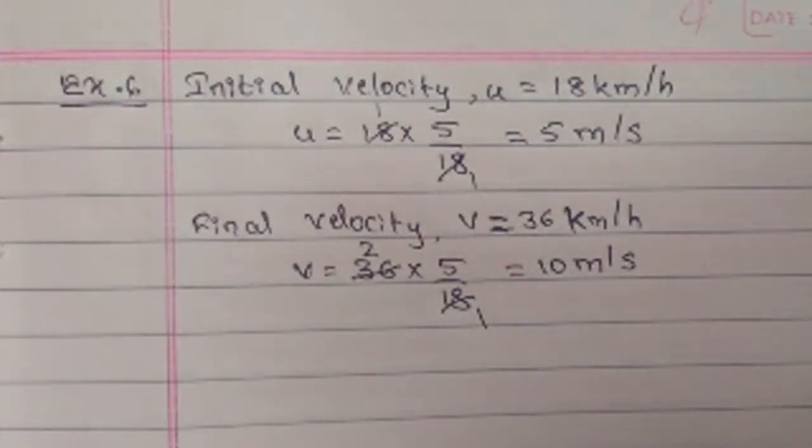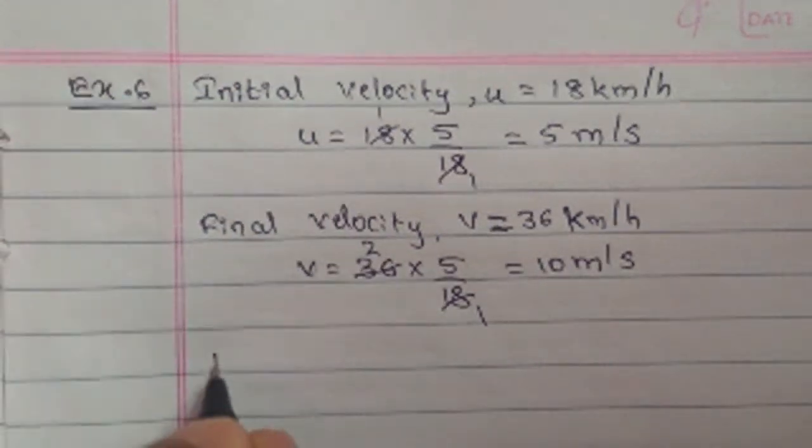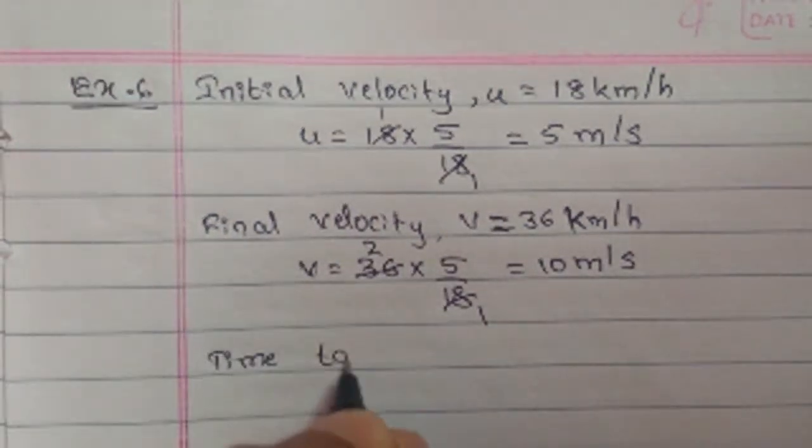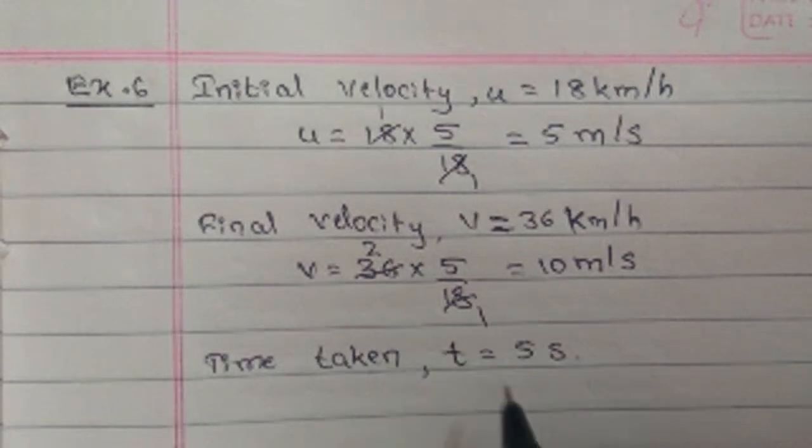How many of you understood this conversion process, from kilometer per hour to meter per second? We have to multiply the given value by 5 divided by 18. Okay, I think everyone understood this process. The next, time is given. Time taken, t is equal to 5 seconds.